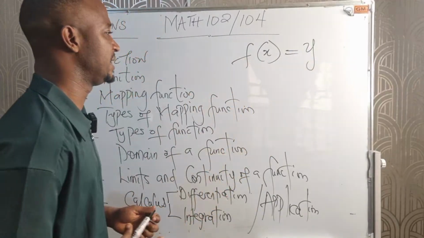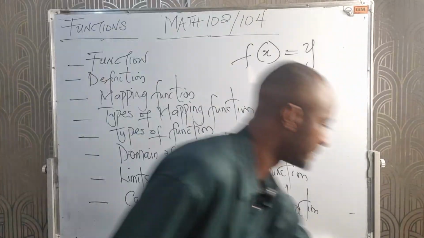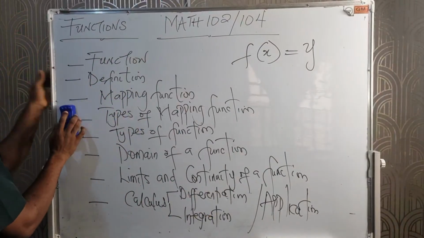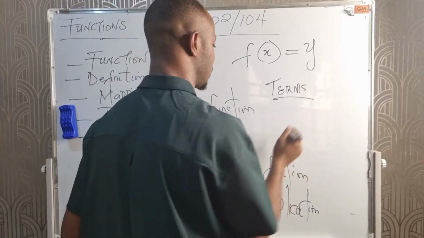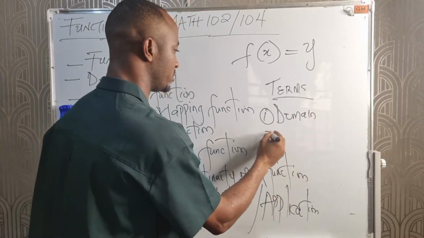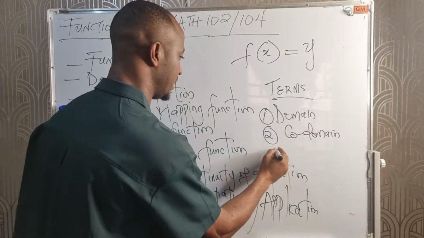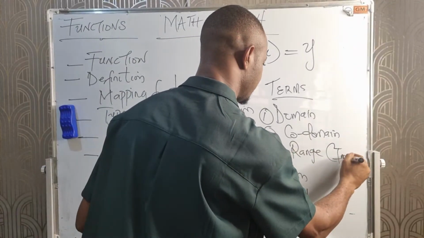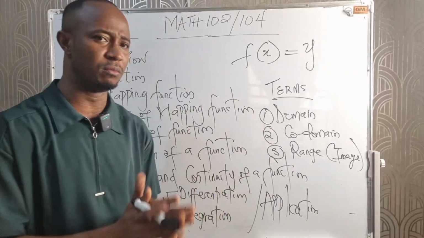Like I said, in a function, we have some terms that are used to describe a function. The first is called the domain. Number two is called the codomain. Number three is called the range. The range also means the image. Please pay attention. We have the domain, the codomain, and the range.